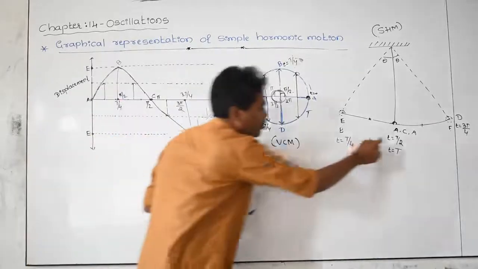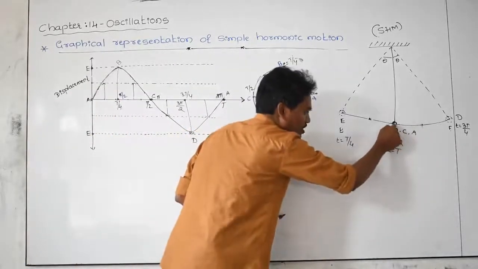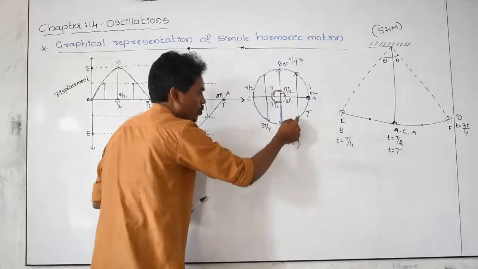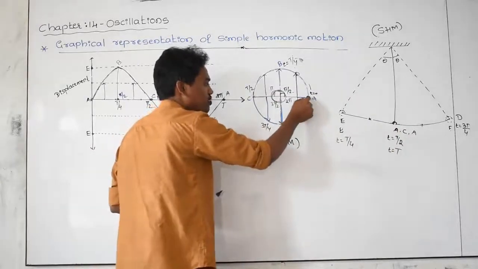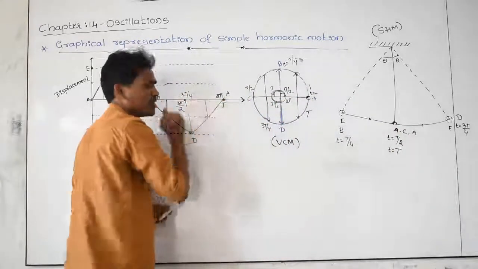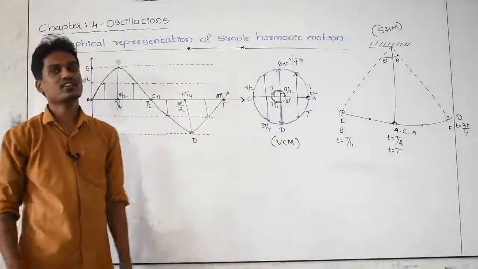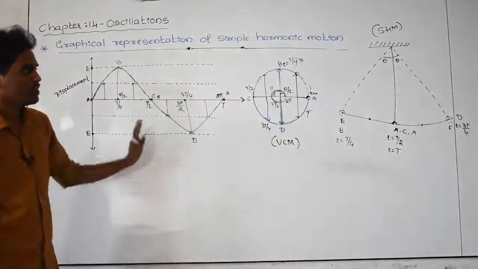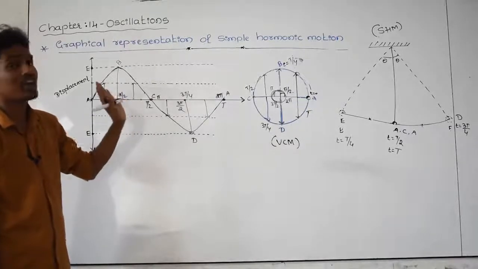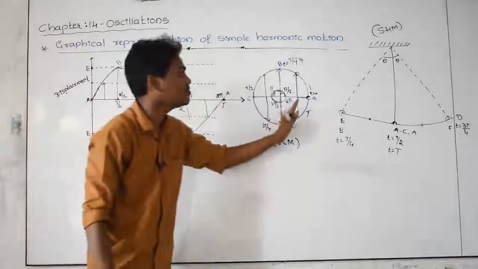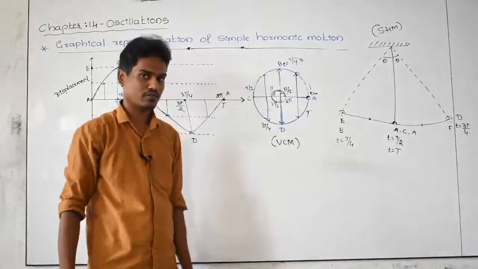Again the body is coming back to A point, displacement is equal to 0. Take the graphical representation, you are getting a sine wave. This is the graphical representation of simple harmonic motion with the help of circular motion.